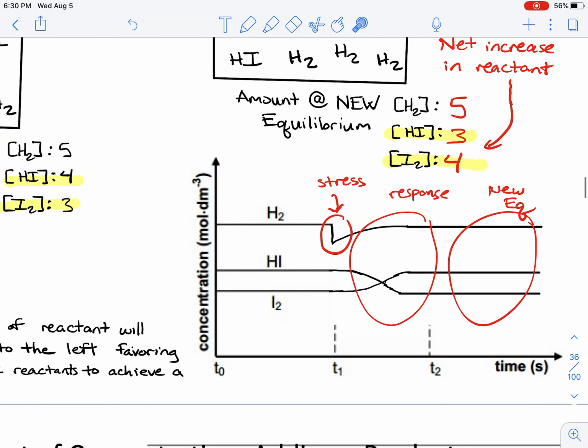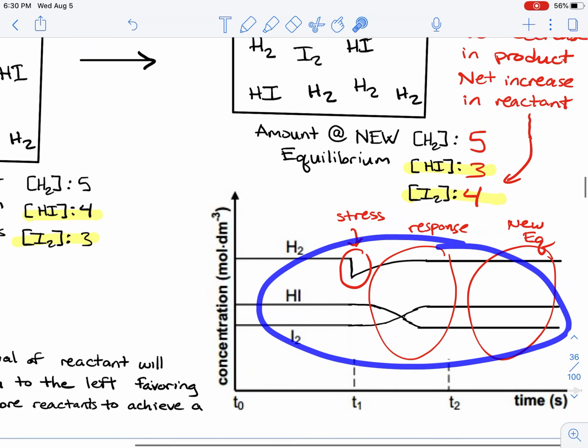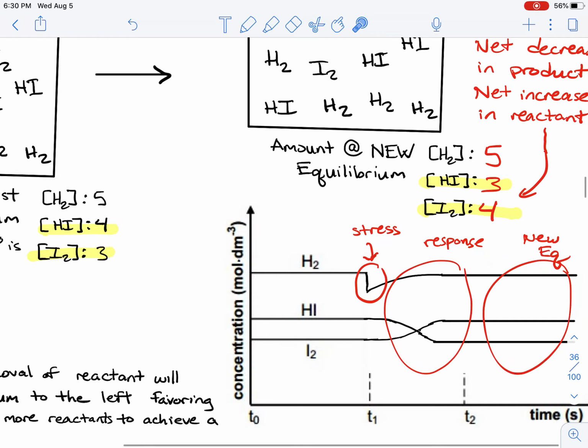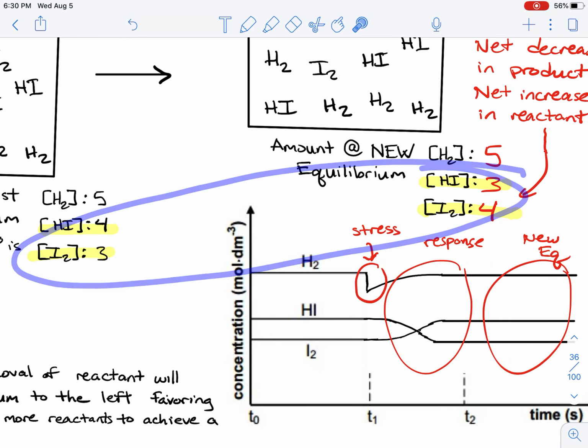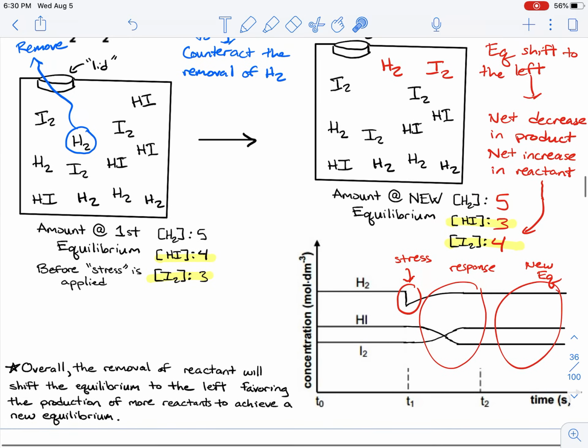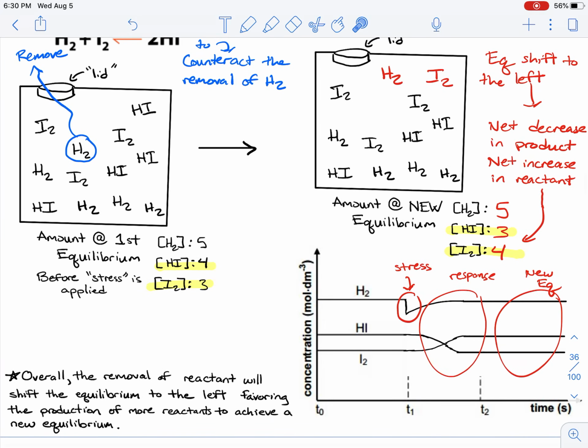And so this graph describes the same thing that we're seeing here. Overall, the removal of the reactant will shift the equilibrium to the left, favoring the production of more reactants to achieve a new equilibrium.